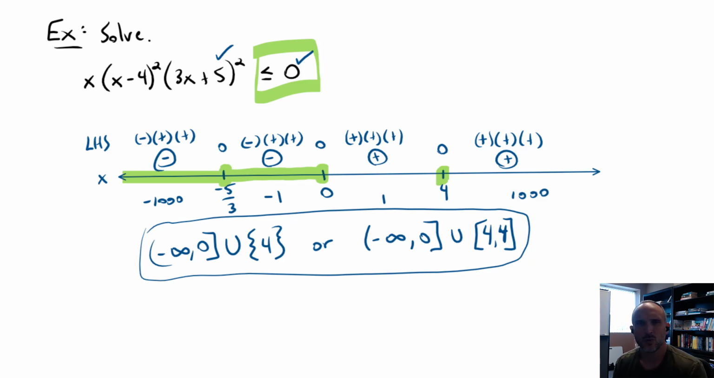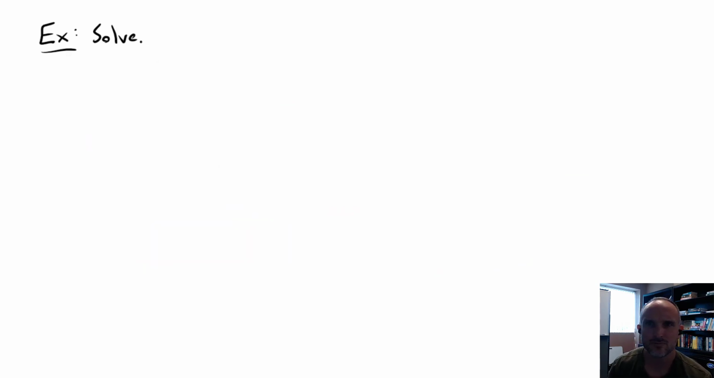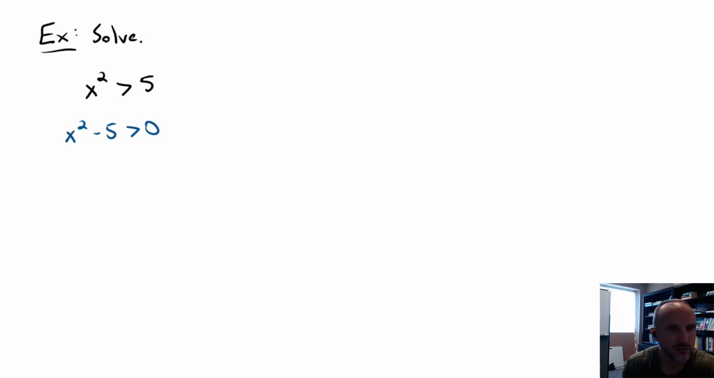Okay, let's do one more example. Let's try, how about x squared is greater than 5. So let's get 0 on one side. x squared minus 5 is greater than 0. And unfortunately, we can't factor this. It's not a difference of squares. So this x squared minus 5 is going to be our left-hand side.